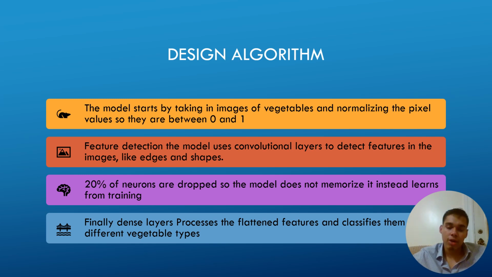This slide is on the design algorithm. The model will be able to take in any picture and compress the values of that picture from 0 to 1. So however many pixels there are, it only scales them to between 0 and 1, and then from that it actually does the feature detection. The model uses convolutional layers to detect features in the images, like edges and shapes.